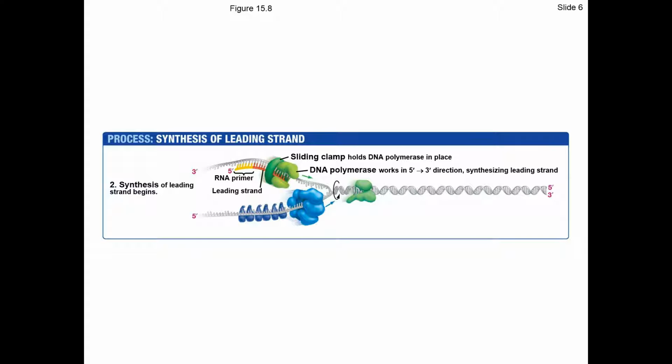DNA polymerase can only add DNA nucleotides in the 5' to 3' direction. And since the strand of DNA is being synthesized left to right, because the replication fork is opening to the right, this is your leading strand. So it's synthesized continuously. It doesn't stop unless there's some problem. It's going to continue to be synthesized.